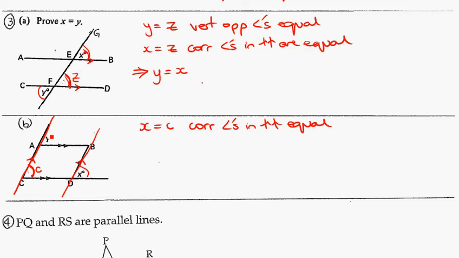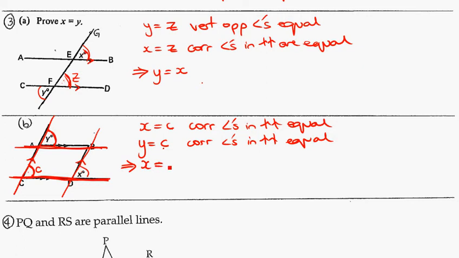Alright, and now I can see that c and y are the same because there's another pair of parallel lines here with more arrows on them. So once again, c and y correspond to the same place within this pair of parallel lines. So y equals c, corresponding angles and parallel lines equal. Once again, with a therefore arrow, if x is c and y is c, then x and y must be the same, as we were asked to prove.